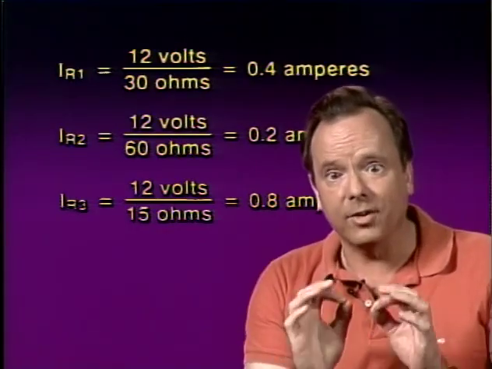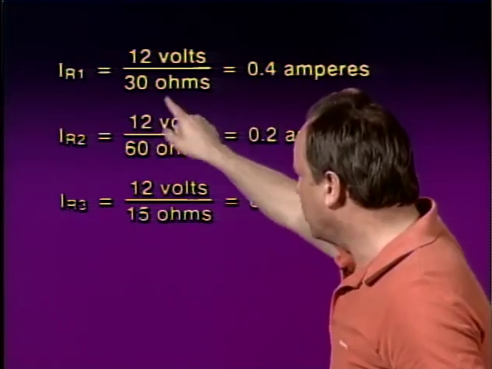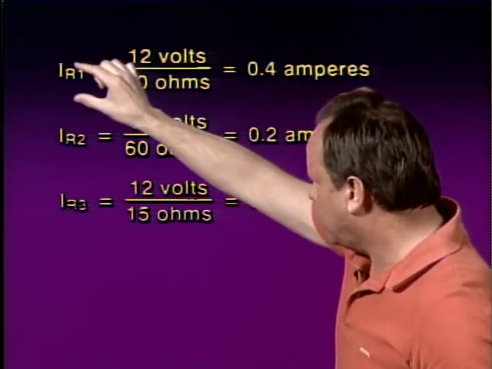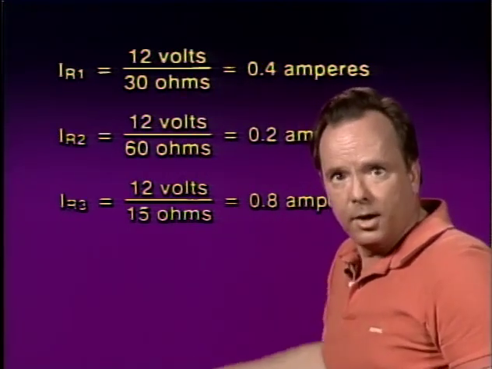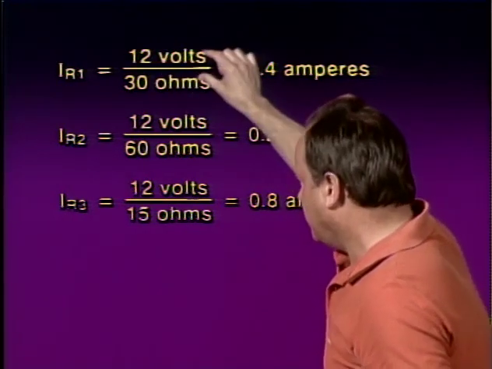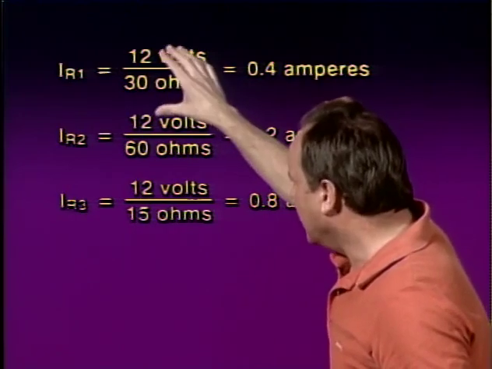So let's you and I take a look at that. Remember, there were 3 resistances. They were 30 ohms, 60 ohms, and 15 ohms. And to find the current, you take the volts, and the volts for all of them were 12 volts, because that was the voltage drop across each resistor in that particular case. Take the volts, the E, or electromotive force, and divide it by the resistance, and that gives you the current.